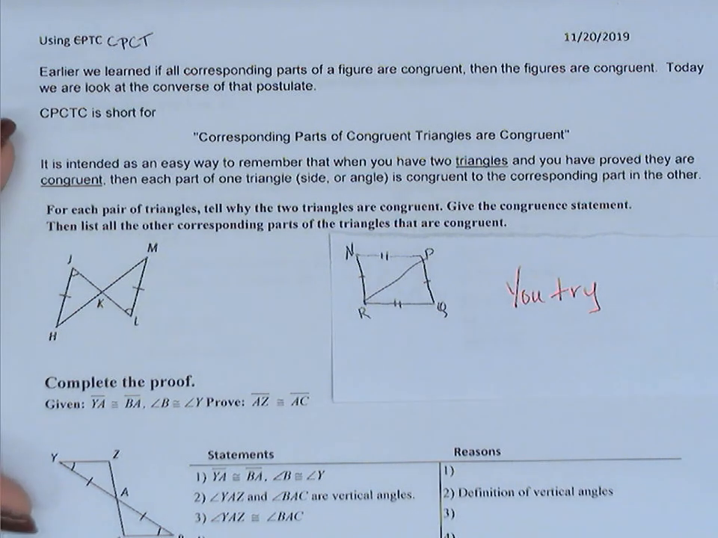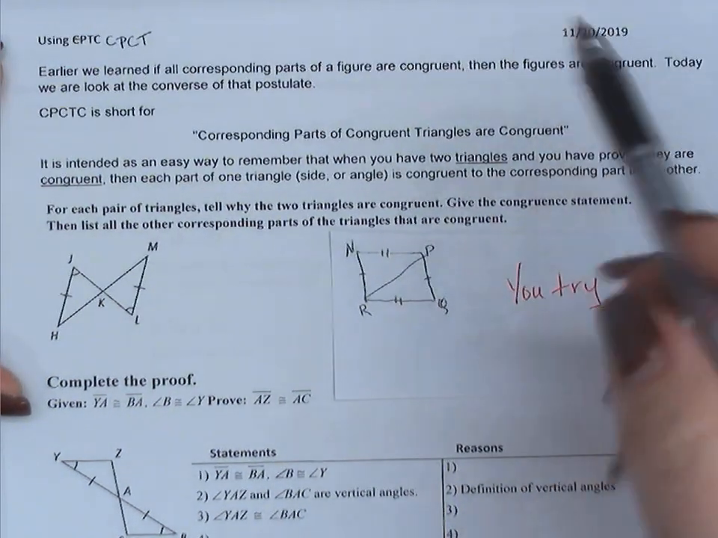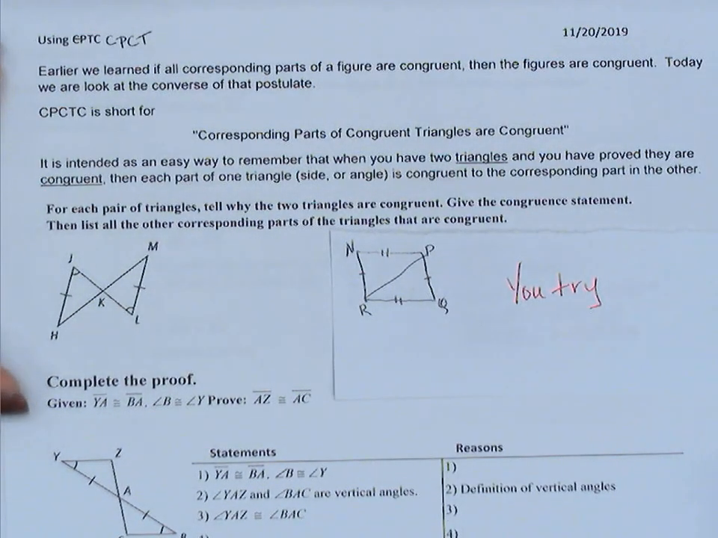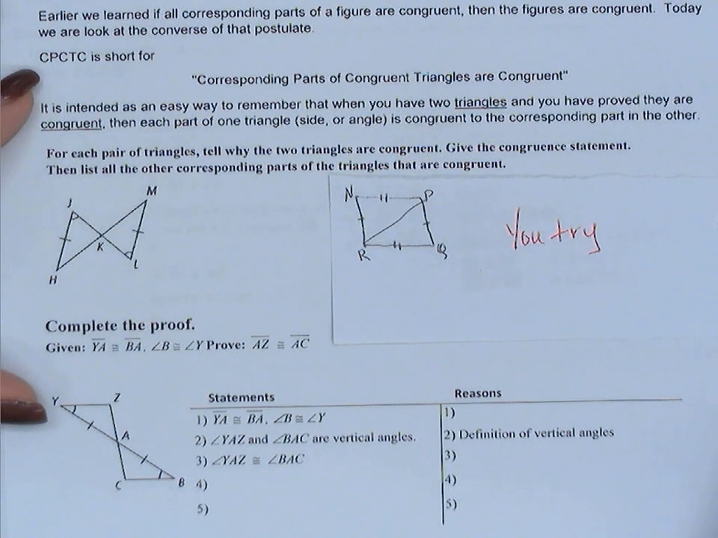So, earlier we learned if all corresponding parts of a figure are congruent, then the figures are congruent. Today we're looking at the converse of that postulate. So, in other words, if the figures are congruent, then the corresponding parts are. CPCTC is short for corresponding parts of congruent triangles are congruent.